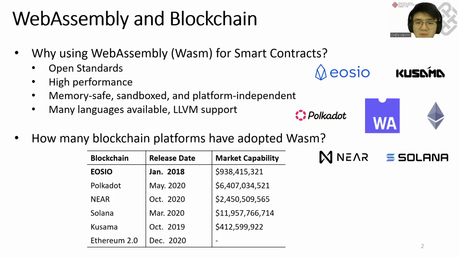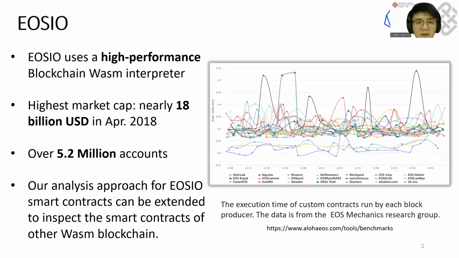EOSIO is the first Wasm blockchain, launched in 2018. Following EOSIO, several projects also chose Wasm as their development stack, including Polkadot, Neo, and Solana. Wasm blockchain is a hot topic.